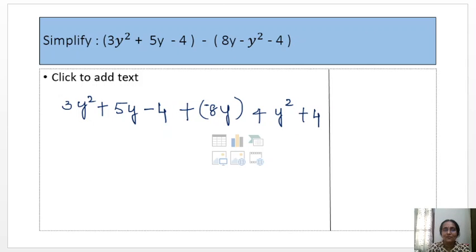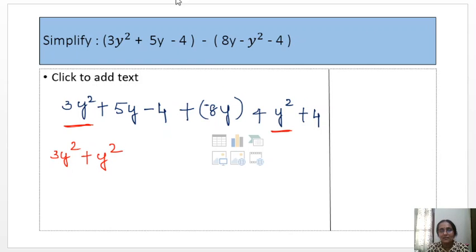Now, next step is you have to identify the like terms. Where is the y square term? Just observe the variable first. Ignore the numerical coefficient. Observe the variable y square. Just look at the terms which have the variable y square. It is 3y square and 1y square, right? 3y square plus y square.